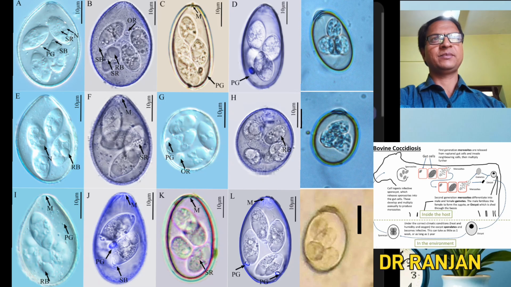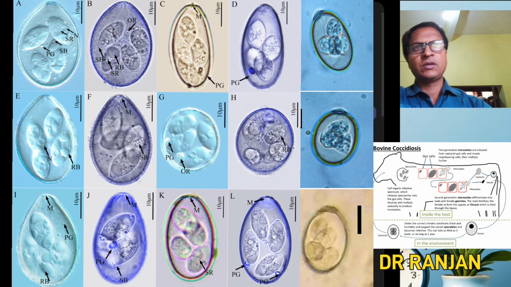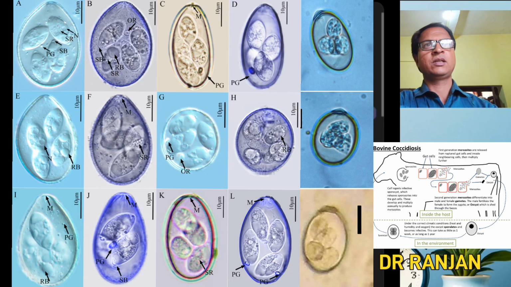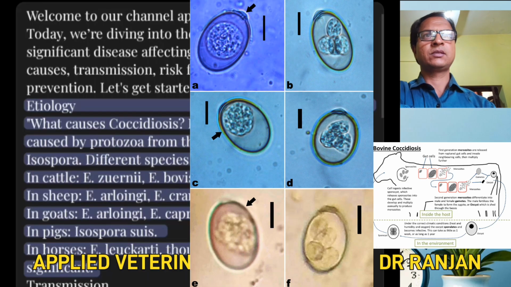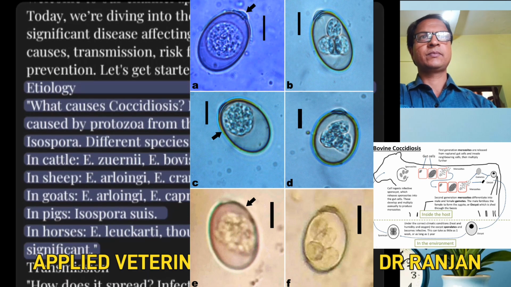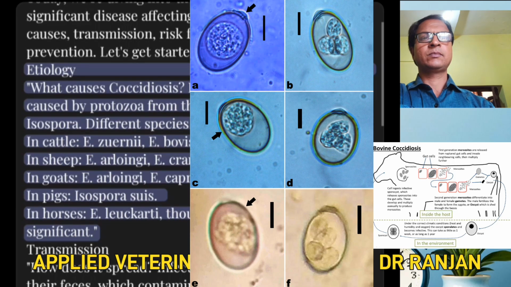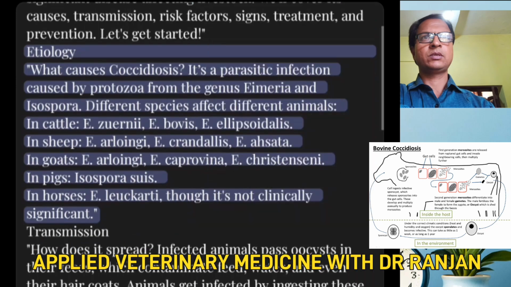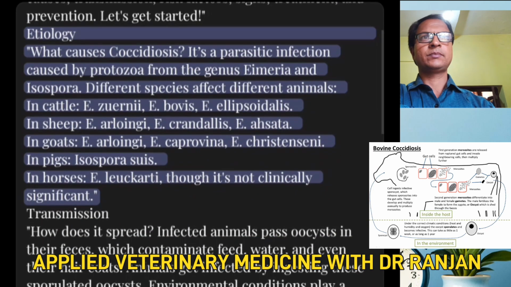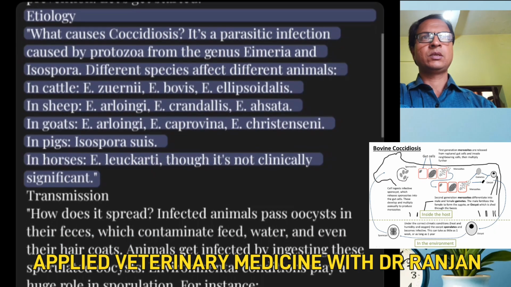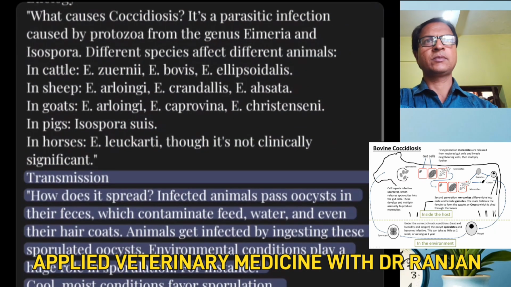Let's get started. Etiology. What causes coccidiosis? It's a parasitic infection caused by protozoa from the genus Eimeria and Isospora. Different species affect different animals. In cattle, E. zuernii, E. bovis, E. ellipsoidalis. In sheep, E. arloingi, E. crandallis, E. ahsata. In goats, E. arloingi, E. caprovina, E. christenseni. In pigs, Isospora suis. In horses, E. leuckarti, though it's not clinically significant.